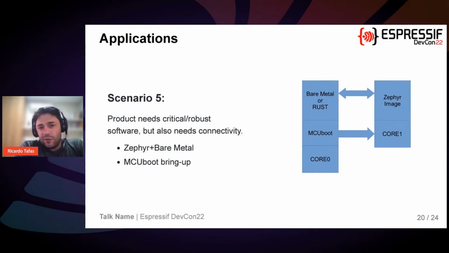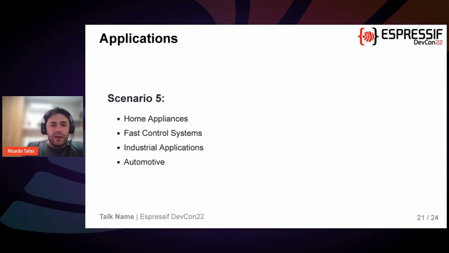Critical certification always depends on the device manufacturer, and this is still a work in progress and still under study at Espressif. So we're not there yet, but at least we're building the basics, the images, and all the necessary tools for this solution. Applications for this scenario: home appliances, control systems that need to be as fast as they can, industrial applications, and automotive.